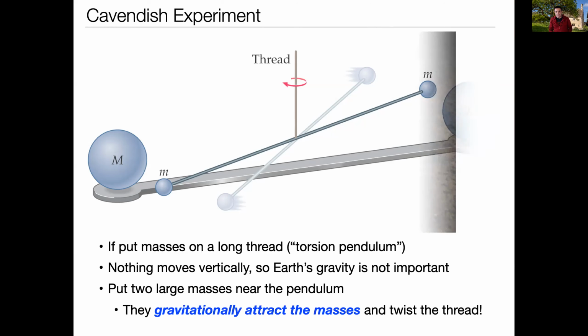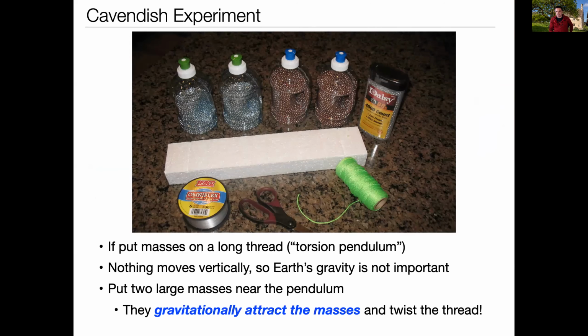So, as I said, you can set this experiment up on your own, and I did that. So here is my experimental setup. You see the big block of styrofoam there. That's basically the platform that I put two of the masses on. I have four masses there. They're little jugs full of BBs. I got my torsion thread and everything there.